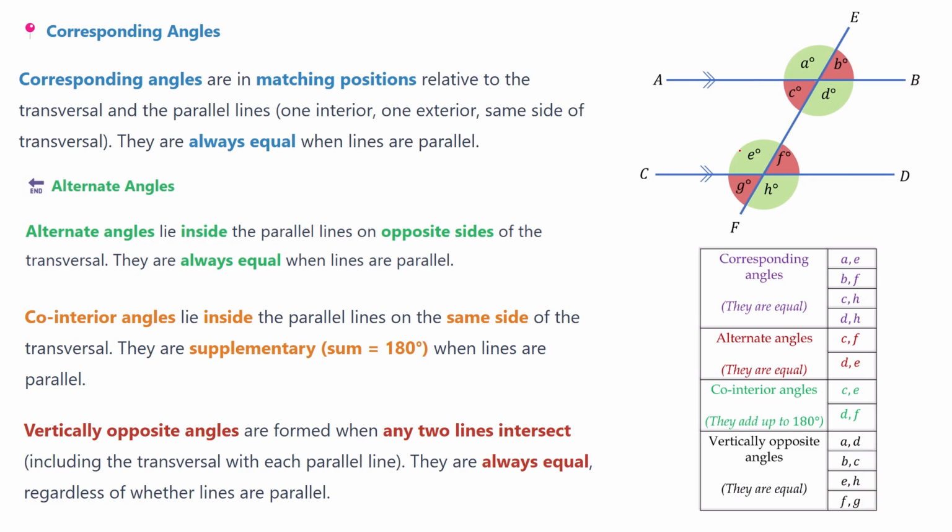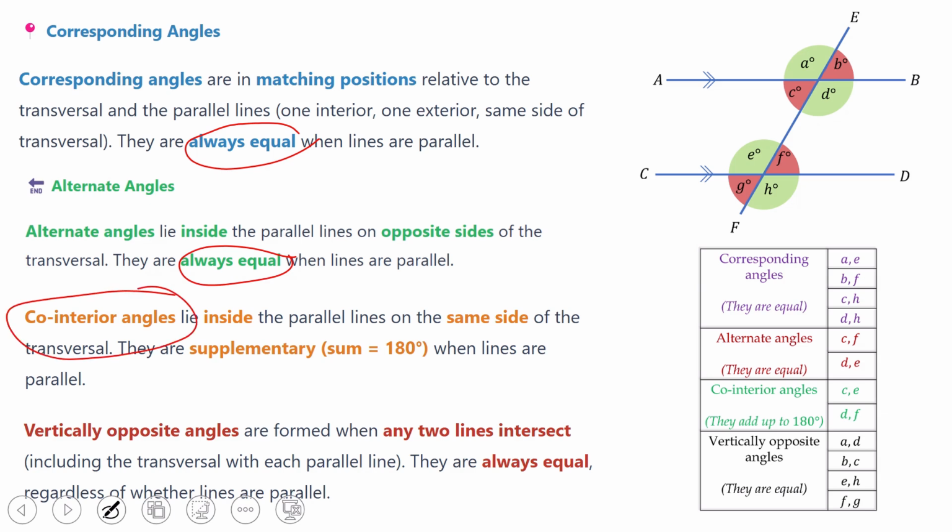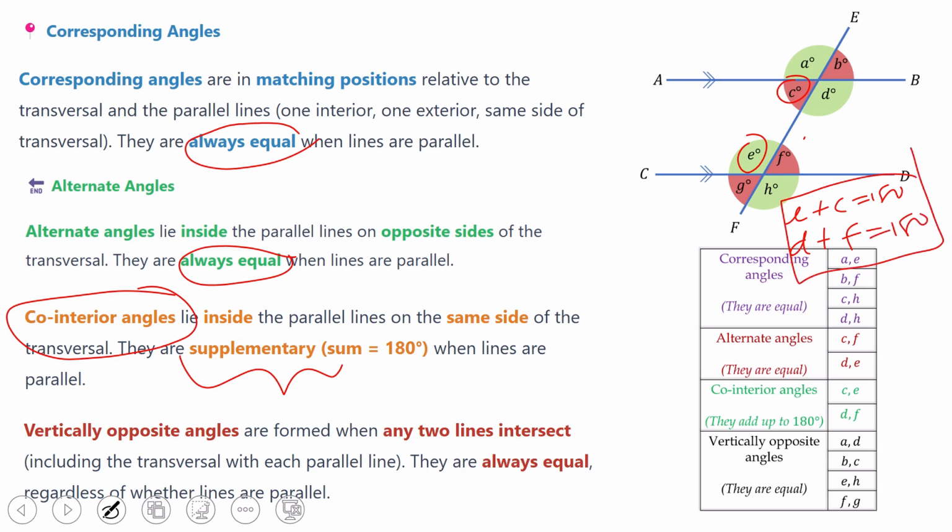So for the corresponding angles, they are always equal. You take note of that. For the alternate angles, they are also always equal. But for the co-interior angles, they are supplementary. That is, they are supposed to add up to 180. So when I do the C plus the E, I get 180. And if I do the D plus the F, I get 180. So 180 for this, because co-interior angles are always supplementary.